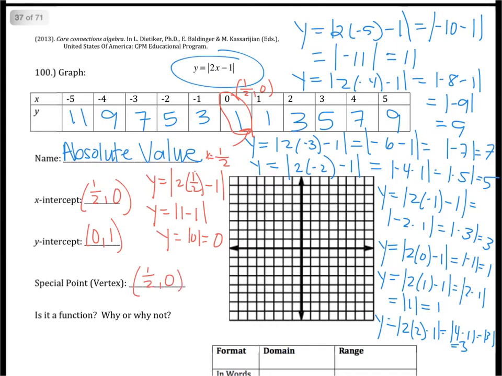Let's graph it. So negative 5, 11, I don't think it's going to fit. Let's see if negative 4, 9 does. Nope. But we can do negative 3, 7. And negative 2 comes down to 5. Negative 1 is at 3. 0 is at 1. 1/2 is at 0. 2, 1. 3, 5.